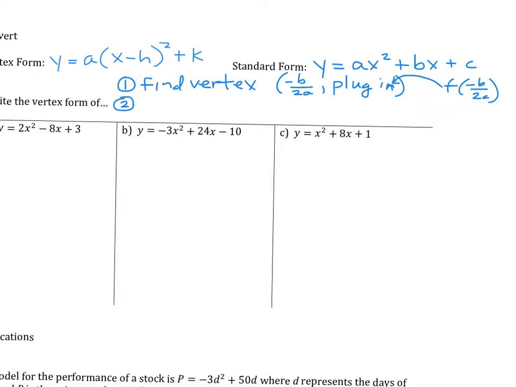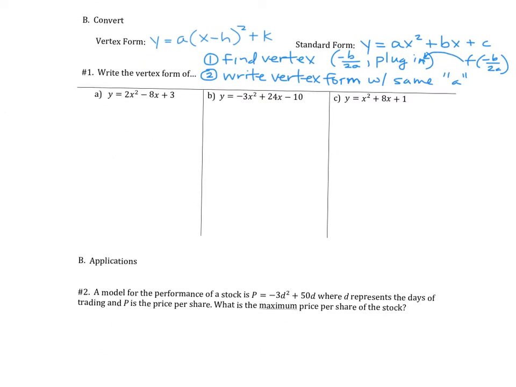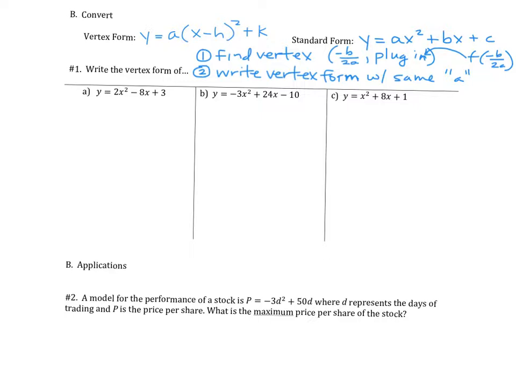Step 2, you're going to write the vertex form with the same a value. So whatever your a was in the original equation that they gave you in standard form, a doesn't change. It's the only thing that doesn't change between forms. Everything else will look different, but a will stay the same. I feel like these are not horrible as long as you know how to work with negative b over 2a.